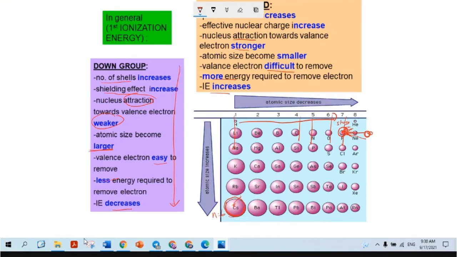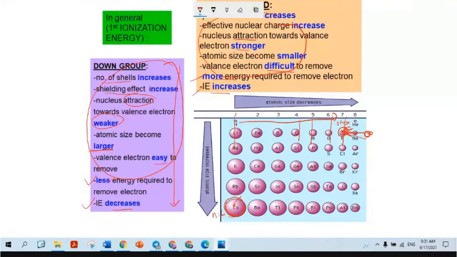So all the explanation here is the same as going down a group. What happens to the size? Less energy is needed, so IE decreases when removing an electron going down a group. Same thing happens here, but it is more difficult, and more energy is required to remove an electron. That's why ionization energy increases.